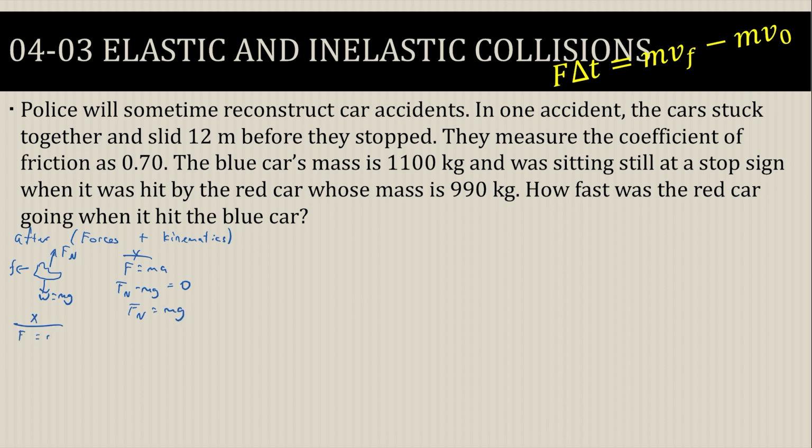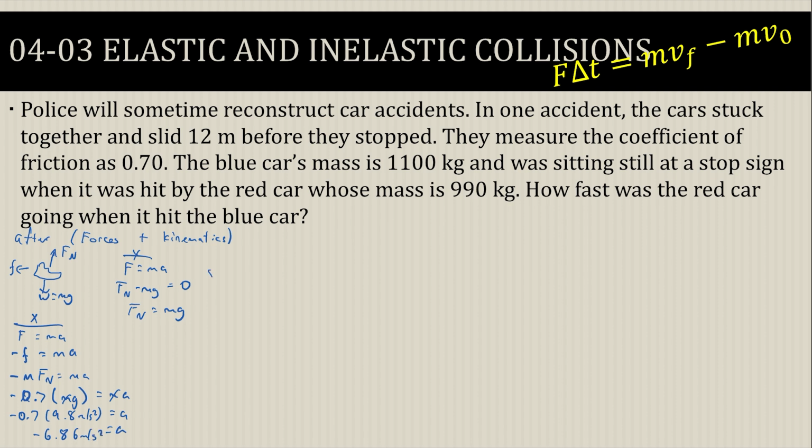In the x, my only force is friction. There is acceleration. Friction is the mu times the normal force. My mu is 0.7. My normal force is mg. I can divide both sides by the m and plug in the 9.8 for the g. So my a is negative 6.86 meters per second squared.